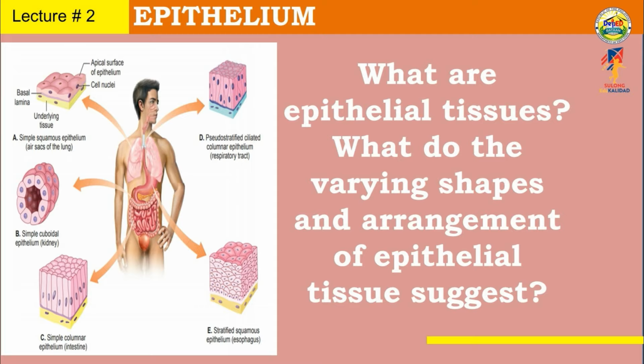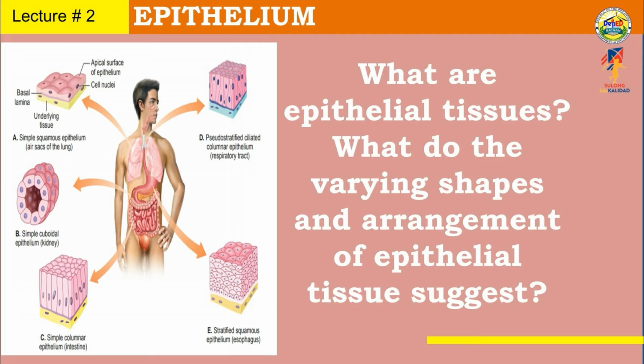Let us discuss more the 4 basic types of tissue. Let's go first with the epithelium. So the question is, what are epithelial tissues? What do the varying shapes and arrangement of epithelial tissue suggest? You might have heard a couple of times in our discussion epithelial tissues, also called the epithelium. It occurs as sheets of tightly packed cells that cover body surfaces and line internal organs and cavities. The apical or the basal surface of an epithelium is attached to the basal lamina.